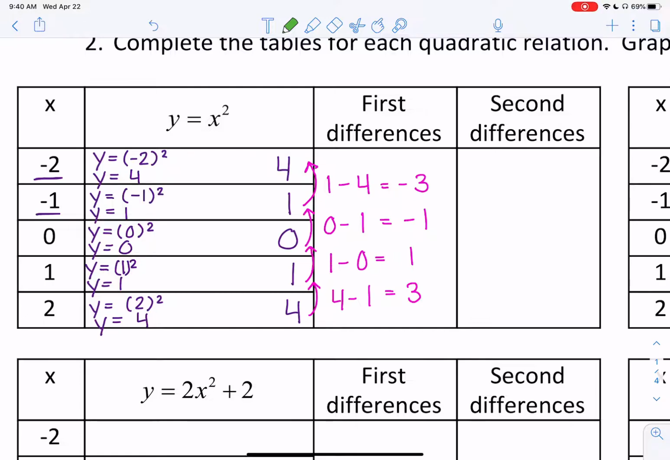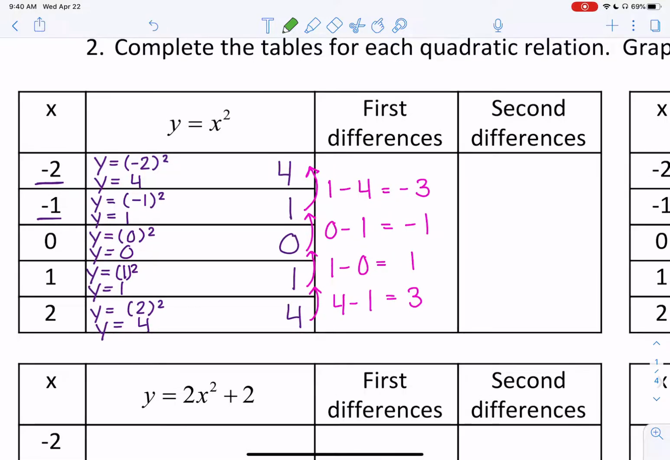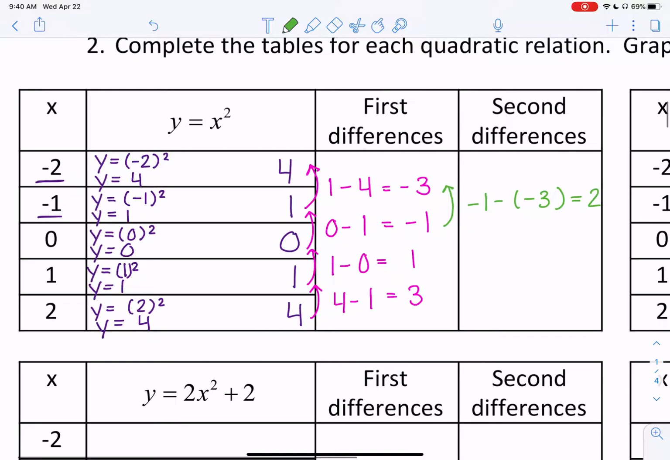I'm going to do the exact same thing with the numbers we just found. I'm going to take negative 1 and subtract it from negative 3. So negative 1 minus negative 3 gives me 2. I'll do the same thing over here. 1 minus negative 1 also gives me 2. Then we have 3 minus 1, which also gives me 2. So what we found here is that the matching comes from our second differences.